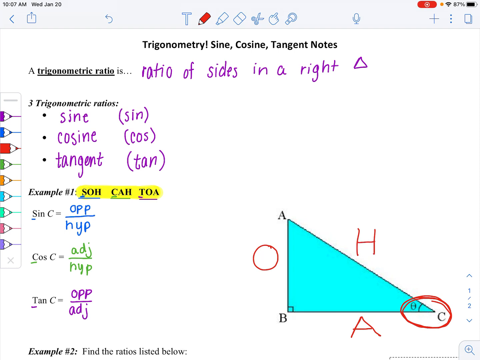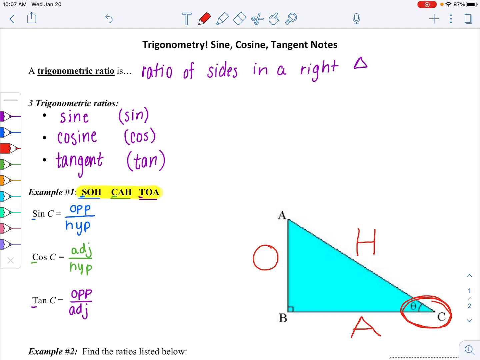At the beginning of every problem, I suggest find your angle, which is going to be the letter that follows your trig, and label your opposite, adjacent, hypotenuse sides. First step I suggest doing. Now we're going to actually plug in the values.